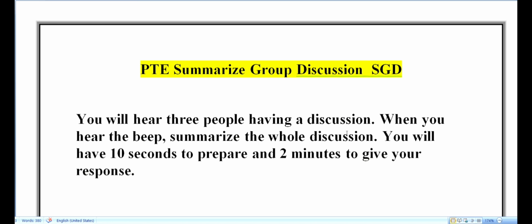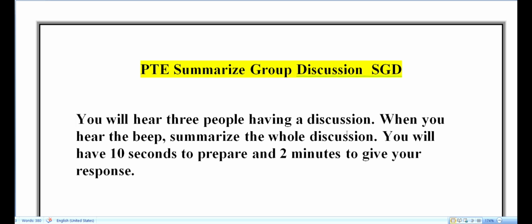PTE examination, the new questions added are respond to a situation and summarize a group discussion. The moment you feel that some questions are being added in your paper, you always get very confused and drop your preparation, or maybe don't do the preparation properly. But again, as I assure you always, this is not the time to worry. This is the time to get into action, to organize and focus on your scores, because both the questions are super easy.